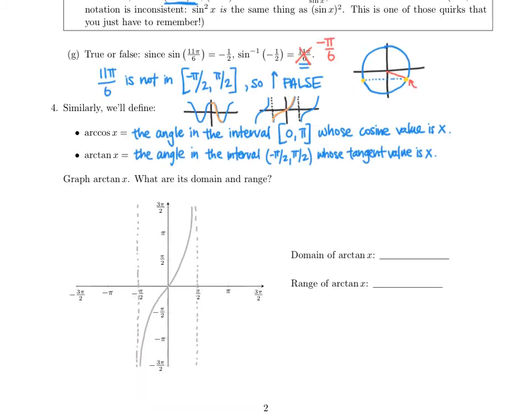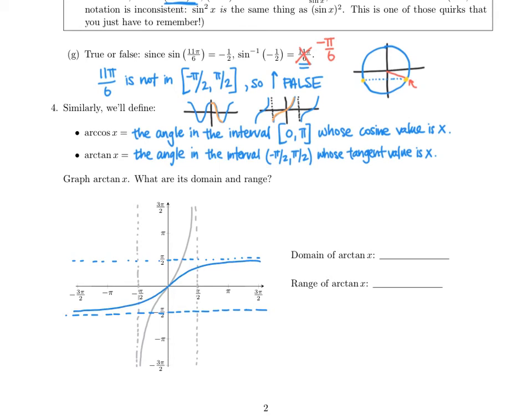All right, my first step was to draw just the piece of tangent that I wanted to invert. So these vertical asymptotes are going to turn into horizontal asymptotes in arctan. Then you can think about sketching by reflecting over the line y equals x. Here's what mine looks like.